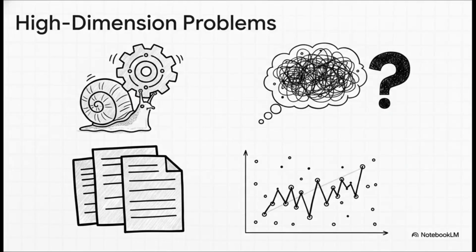But it's not just about speed. When you have too many features, your model can get confused. It starts to memorize random noise and little quirks in your training data instead of learning the actual, real pattern underneath. We call that overfitting, and it's a huge problem. On top of that, a lot of your features might be telling you the same thing, like having a customer's age and their date of birth. It's just redundant clutter, and it makes seeing the big picture almost impossible.